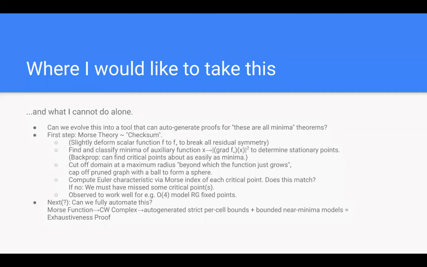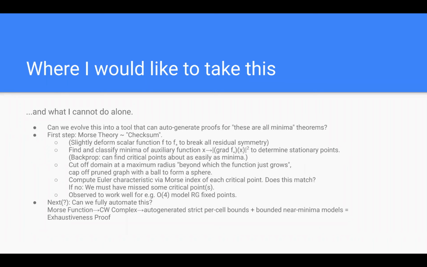So this basically would work by employing Morse theory. If we have a scalar function as they arise in supergravity, we would first have to slightly deform the scalar function, to slightly tilt it to break all the residual symmetry. In supergravity, we have a lot of residual symmetry typically. Then we can introduce an auxiliary function, which is the length squared of the gradient of this tilted function, and numerically determine its stationary points, fishing for them, and also doing this neighborhood analysis. And backpropagation tells us that we can do this about as easily as finding minima of the original function.